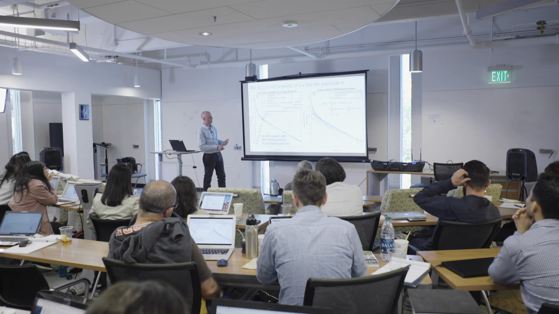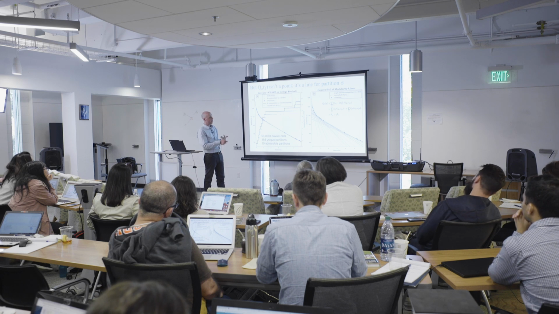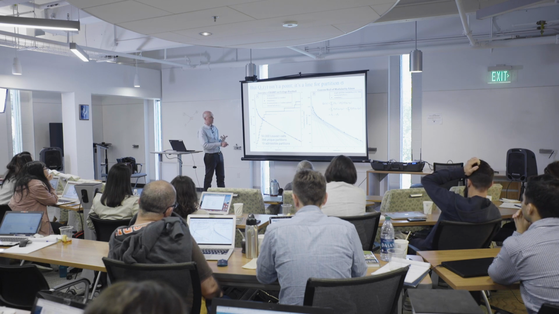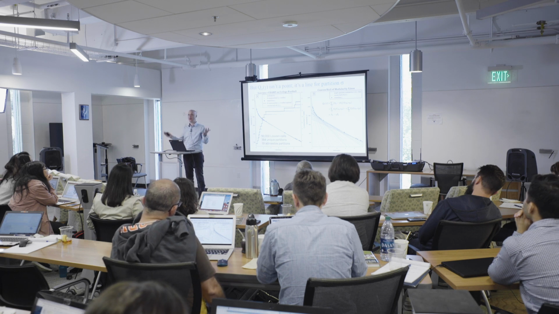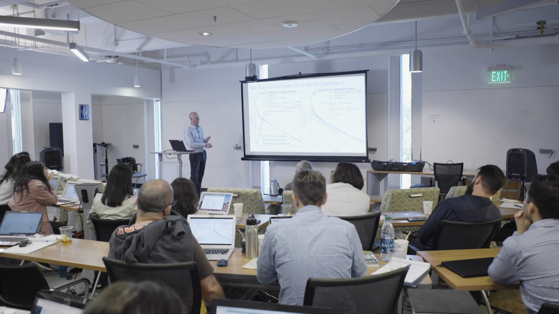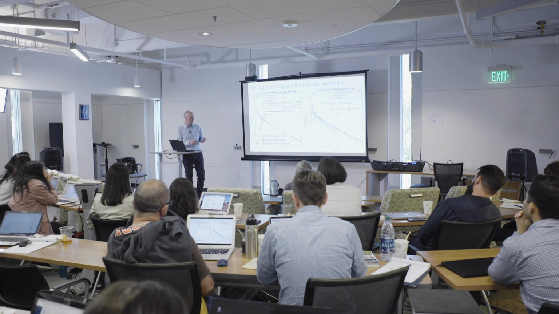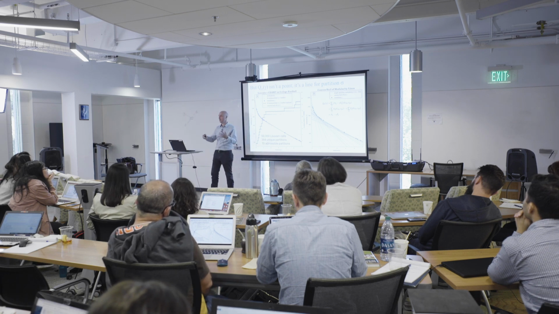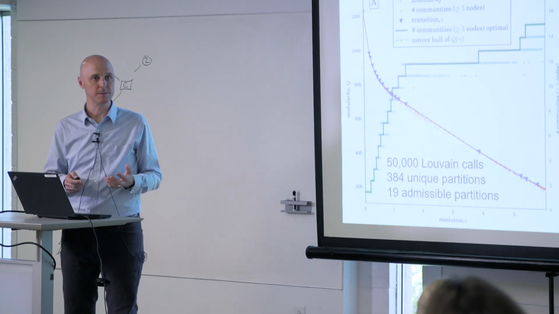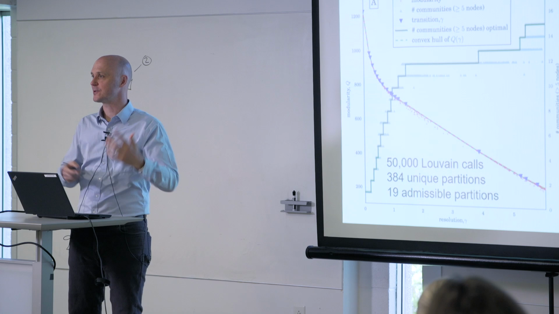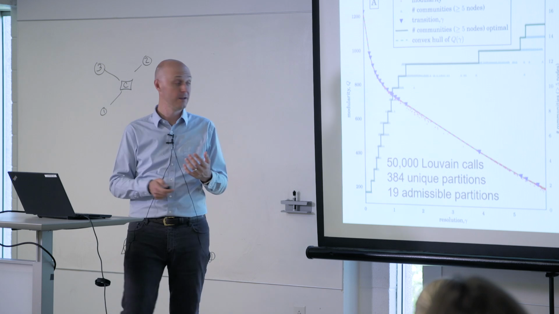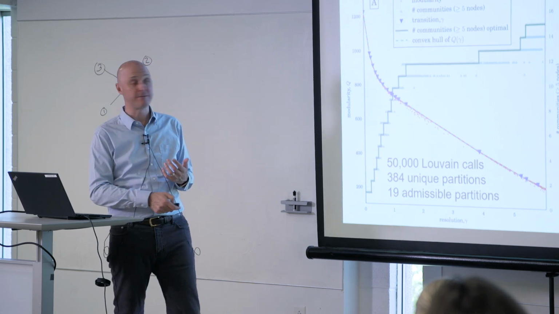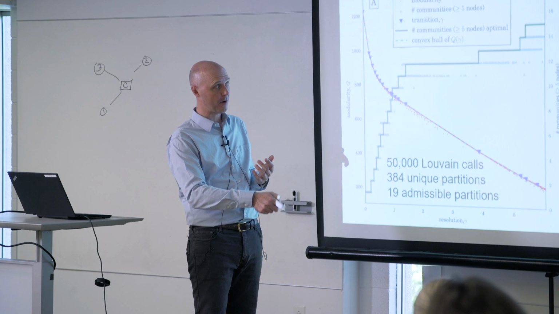Now the game becomes: find the spots where you're on this upper envelope. What's the largest value of modularity that you can get as a function of gamma, over all the different answers that you generated by calling the code many times? So in this example, we happened to call Louvain 50,000 times. It only actually gave us 384 unique answers, which is already a big win over 50,000. But looking at 384 different answers at the same time is a lot to look at. It turns out that only 19 of them ever live on this upper envelope here.